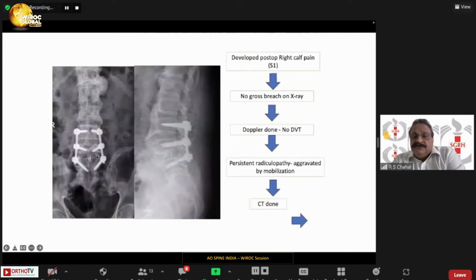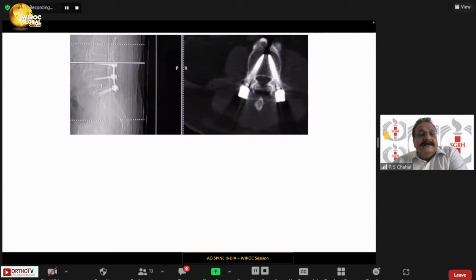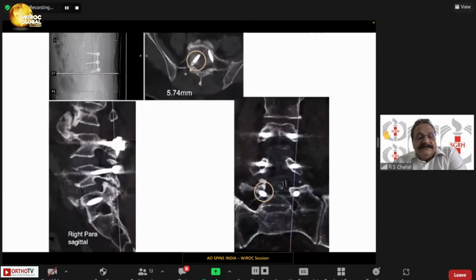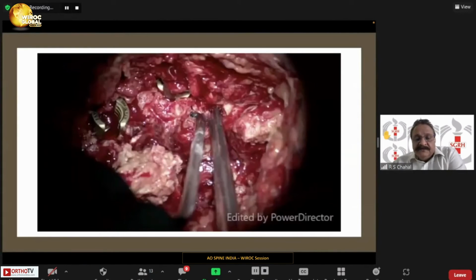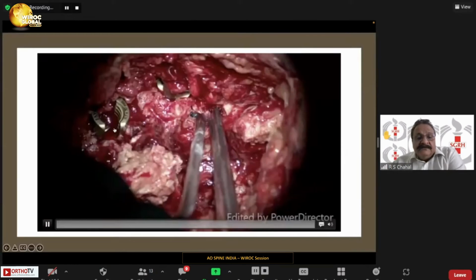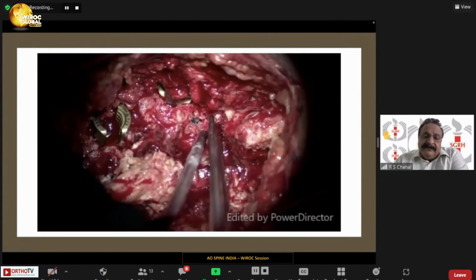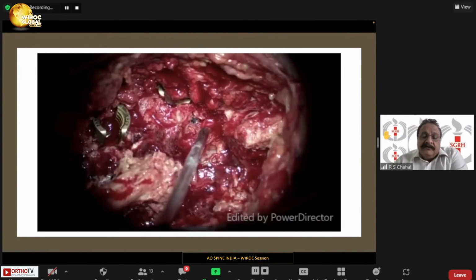He developed a postoperative right calf pain. No gross breach was seen on the X-ray, as seen on the left side. We did a Doppler, thinking we might have a DVT, but the radiculopathy persisted. So we got a CT scan done, went through the sections, and the right-sided S1 screw was the culprit. Steroids didn't give much relief, so we opened up. This is the point which Vikas was telling me: for any rescue screw, you must do a laminotomy.